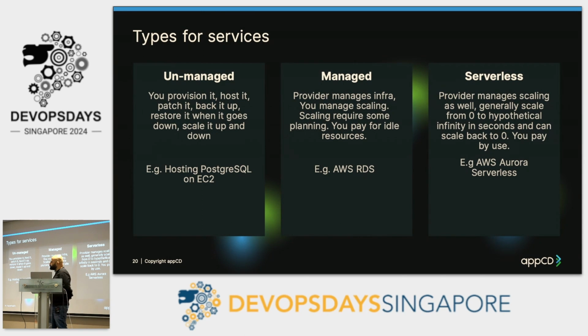Types of services that you should be aware of are 3 types, particularly unmanaged services, which you self-host, and then you have to worry about OS patches, security vulnerabilities, upgrading the database, data formats, everything. For example, hosting Postgres on EC2. So that is that category.